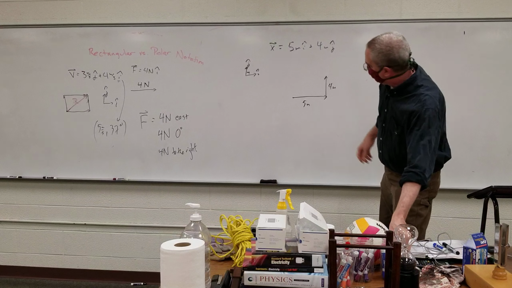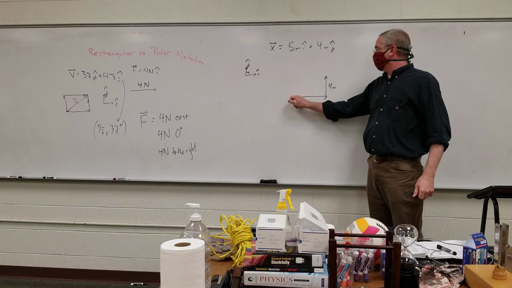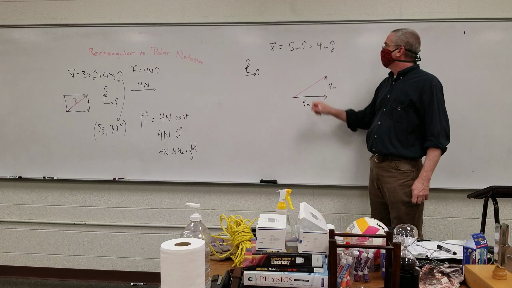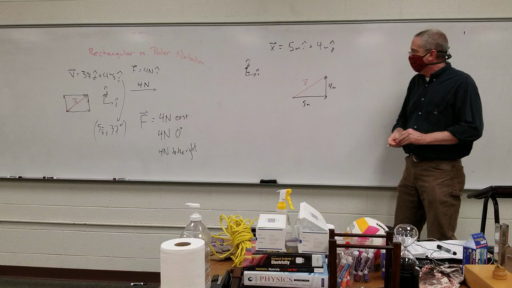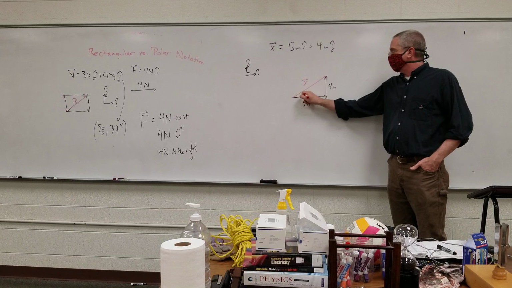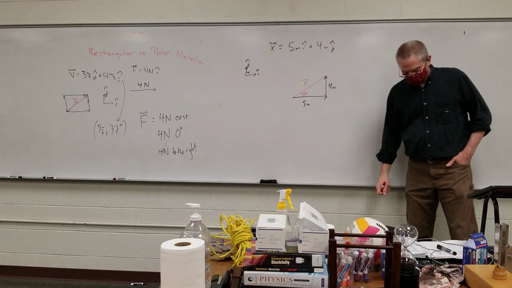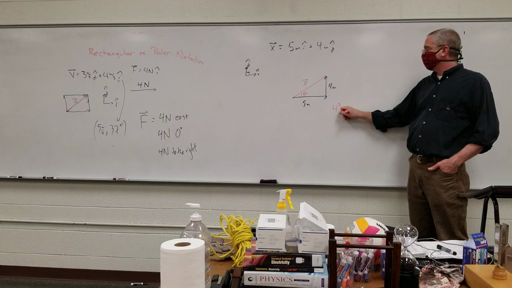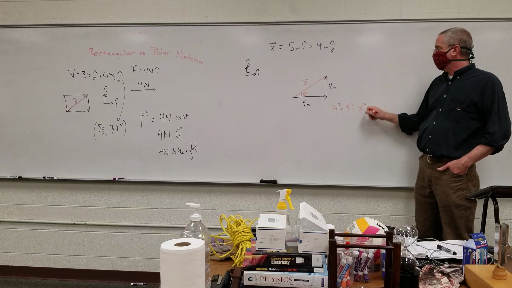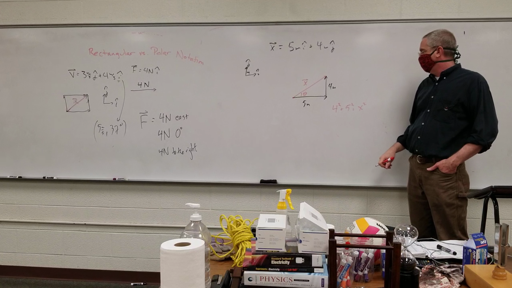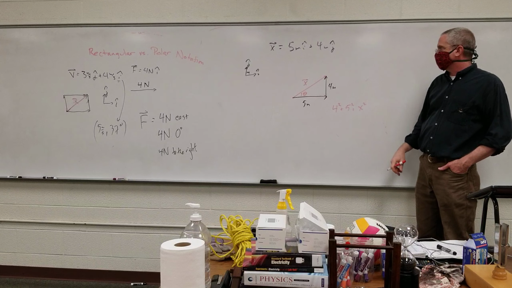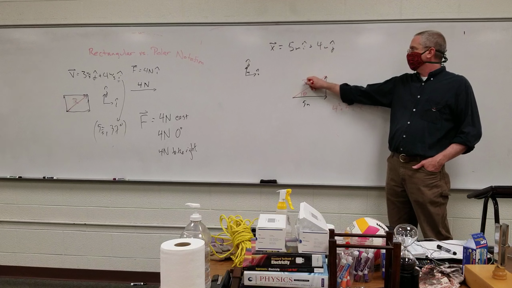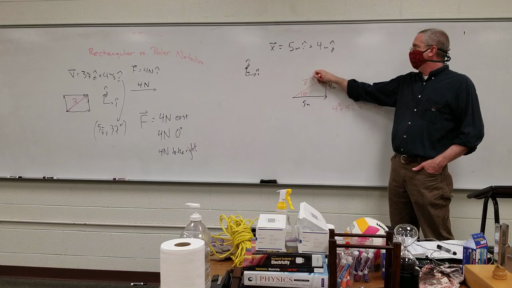All right, so I'm drawing this down here. My sum is a vector that looks like that. Here's my X hat, and some angle theta here. This is what we were doing last week. I know that 4 squared plus 5 squared is equal to x squared. So 25 plus 16, so this is the square root of 41 meters.